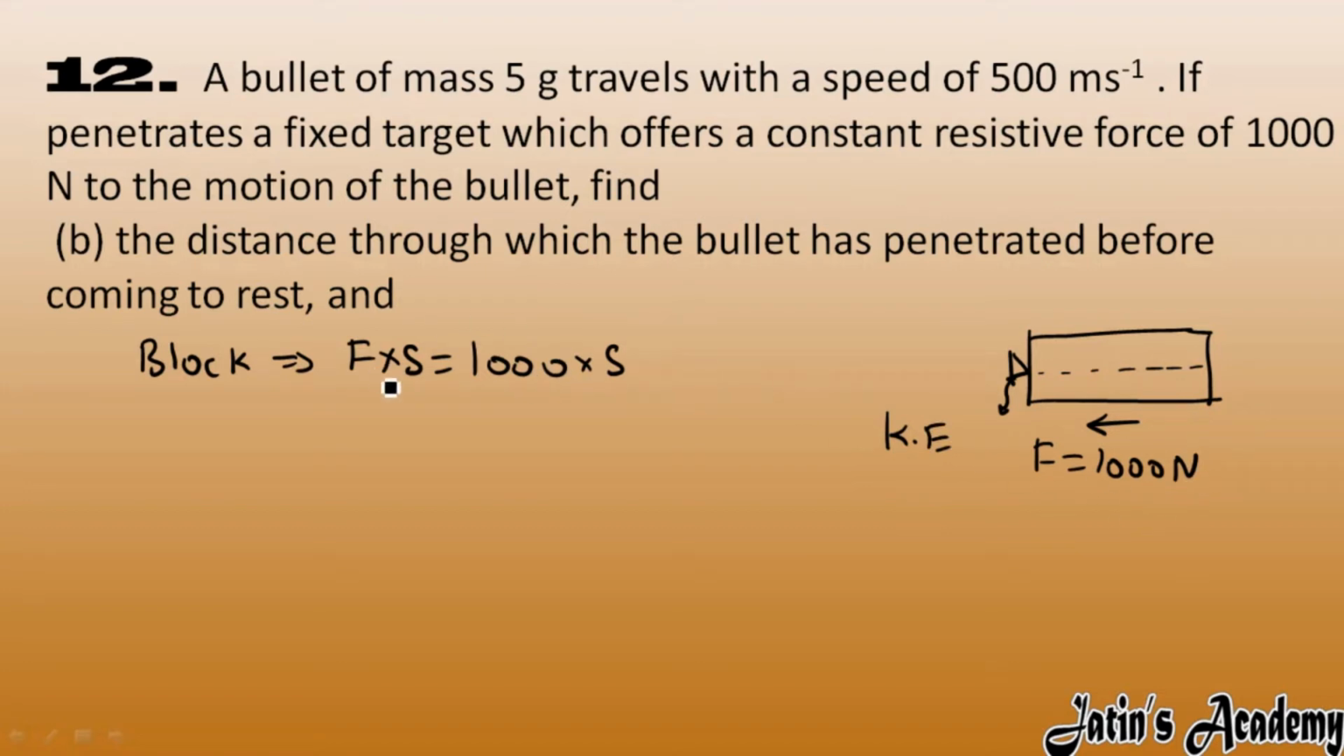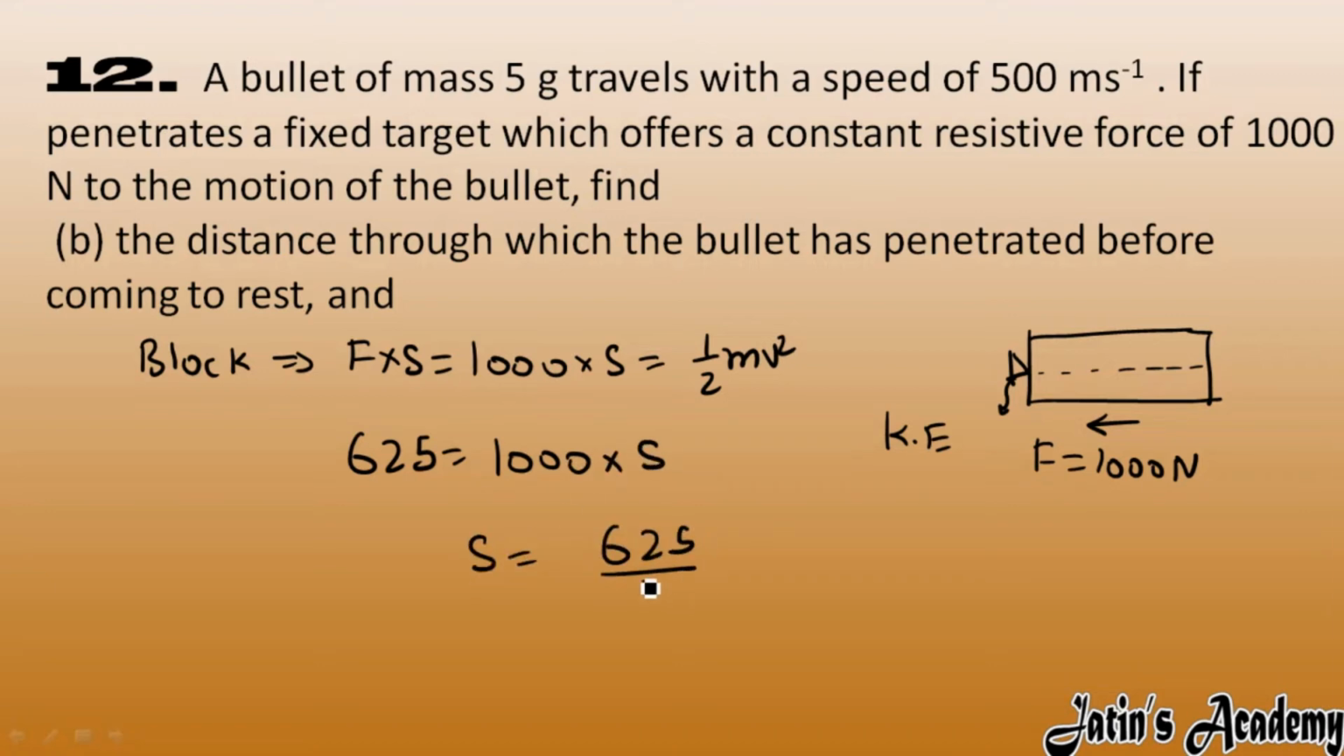So this whole kinetic energy is taken by the block. The kinetic energy we have already calculated, that is 625 joule. Force is 1000 and displacement we have to calculate. So displacement we got as 625 by 1000, that is 0.625 meter. It means up to this depth, or this distance, the bullet will penetrate before coming to rest, that is 0.625 meter. Clear?